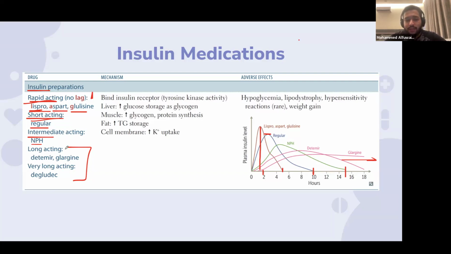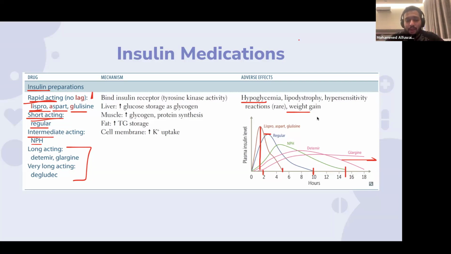Now, what are the adverse effects? Very simple. You have hypoglycemia, makes sense. You're getting insulin, so you might have hypoglycemia, lipodystrophy because of the injection, and hypersensitivity reactions and weight gain because of the insulin, because of increased lipogenesis and so on. Okay. These are the insulin medications in a nutshell.